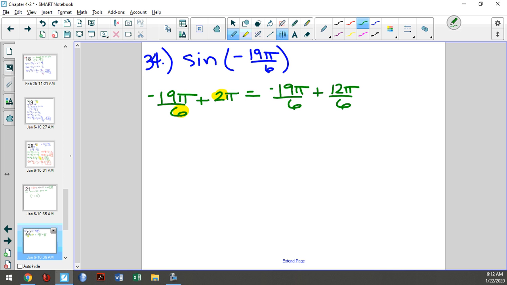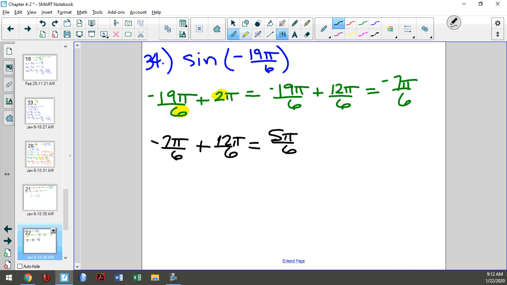So what is -19 pi plus positive 12 pi? 7 pi. Careful. -7 pi. This is -7 pi over 6. Is that between 0 and 2 pi? No, so I need to do it again, right? So if I do this again, -7 pi over 6 plus the 12 pi over 6. What is -7 plus 12? 5 pi over 6. So basically what I'm doing here is the sine of 5 pi over 6.